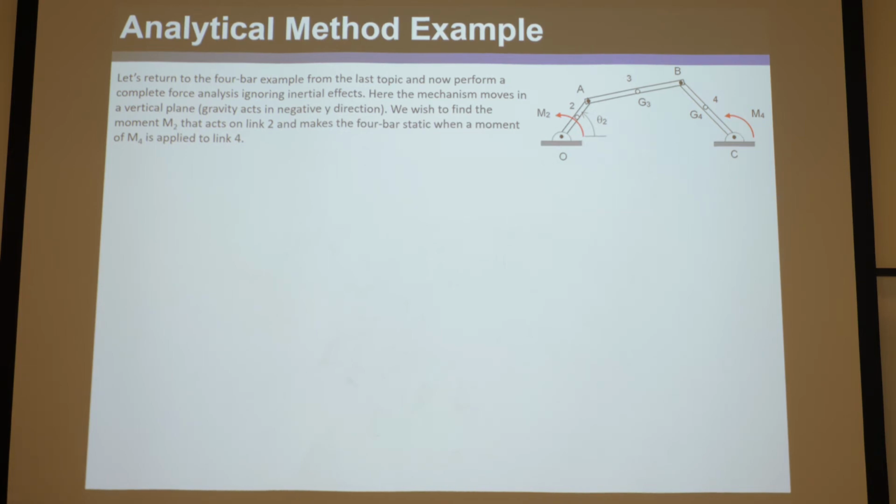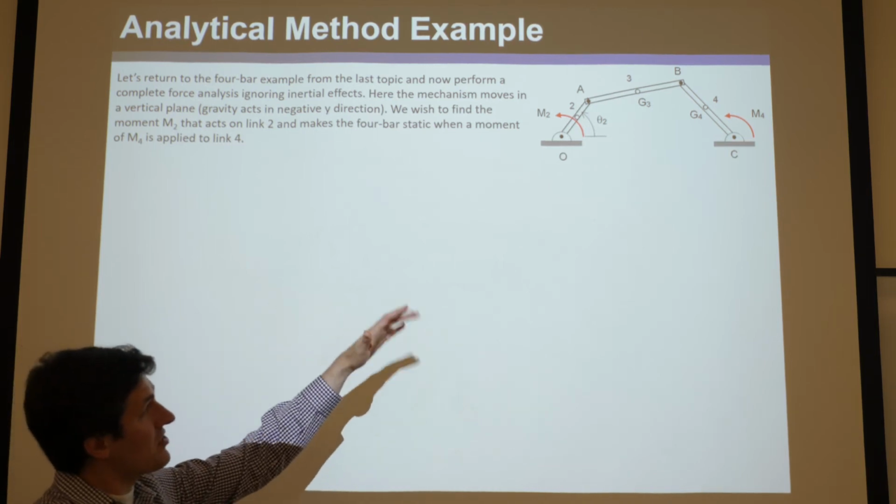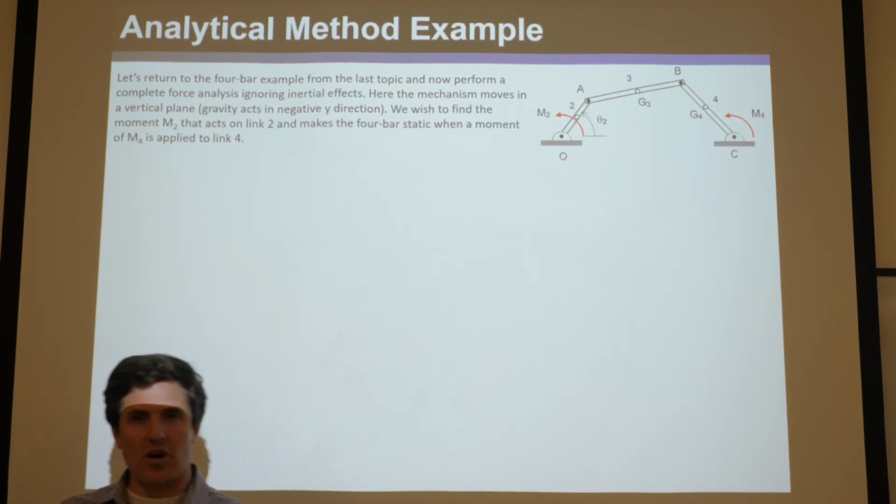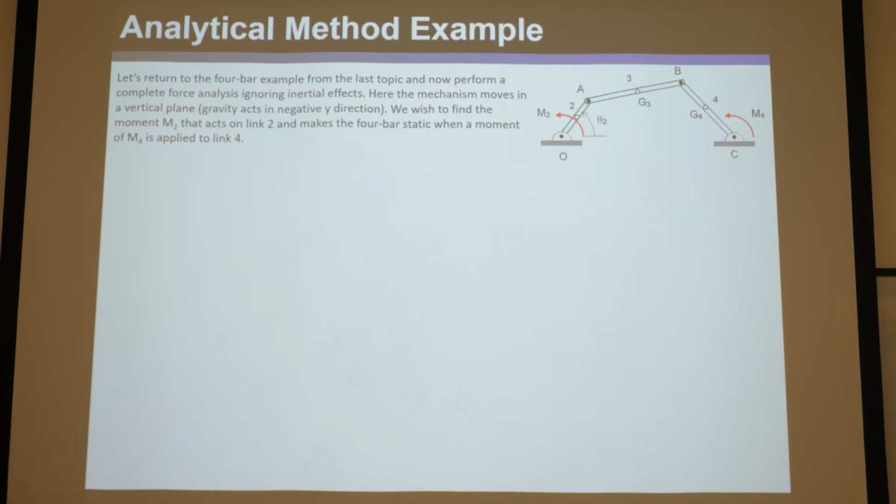Say you have a 4-bar, and first of all, the mechanism moves in a vertical plane. Gravity acts in the negative y direction, so there is gravity pulling down in this direction. The whole mechanism would want to collapse on itself if it could move. We wish to find the moment M2 that acts on link 2 and makes the 4-bar static when a moment M4 is applied to link 4.